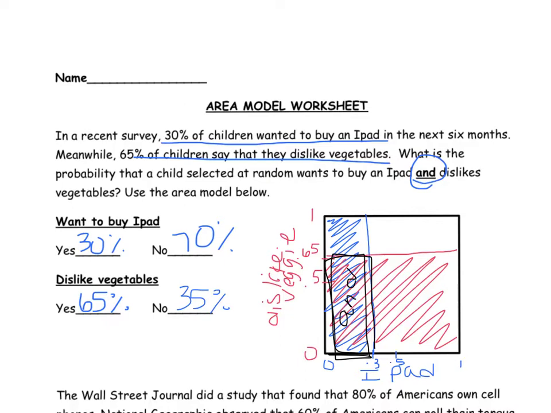Then we're going to use area to figure out what that probability is. So out of a square that's 1 by 1, the probability is the size of this box. The length is 0.3 and the width is 0.65. So our probability would be length times width, or 0.3 times 0.65, which is equal to 0.195. Or if you wanted to write this as a percent, that would be 19.5%.